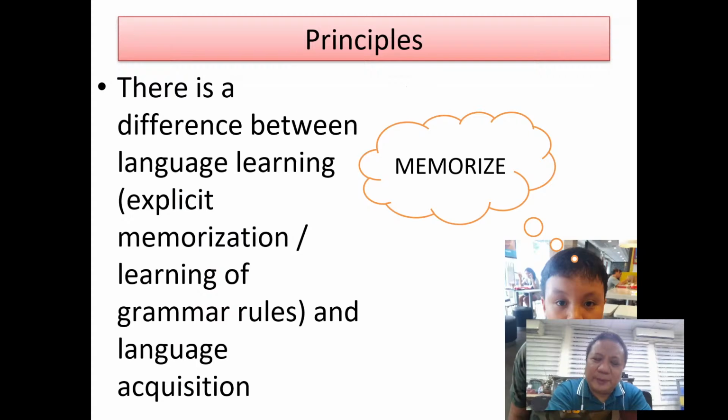Okay? Another principle of communicative language teaching is that there is a difference between language learning, which is explicit and may involve memorization and learning of grammar rules. There's a difference between that and language acquisition, because language acquisition is the internalization or imbibing of a particular language aspect.